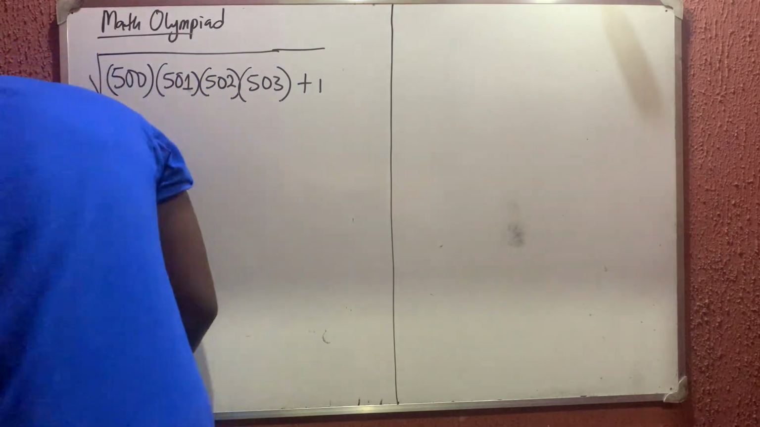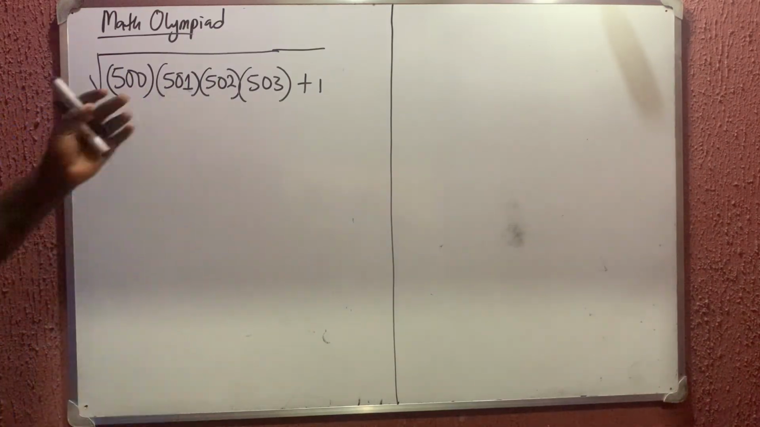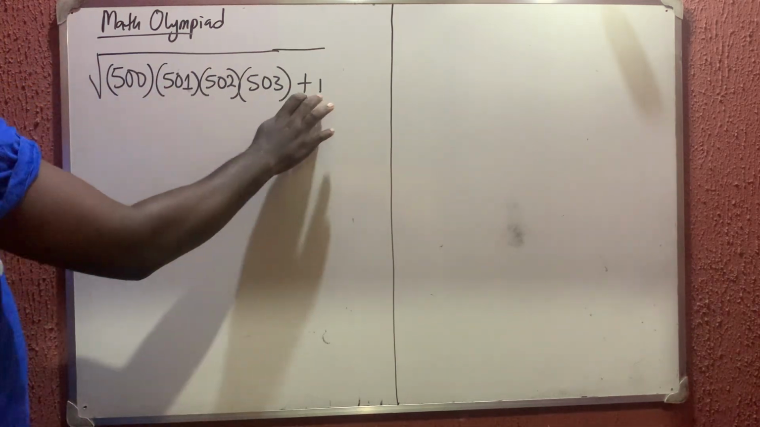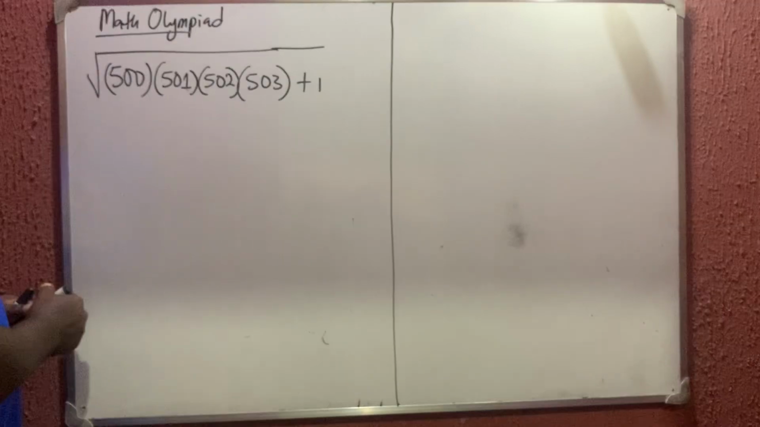We have before us a simple Olympiad math problem. Let us quickly solve this problem. We should evaluate the product of all these things plus this, then find the square root without a calculator. Now what do you do in this case?